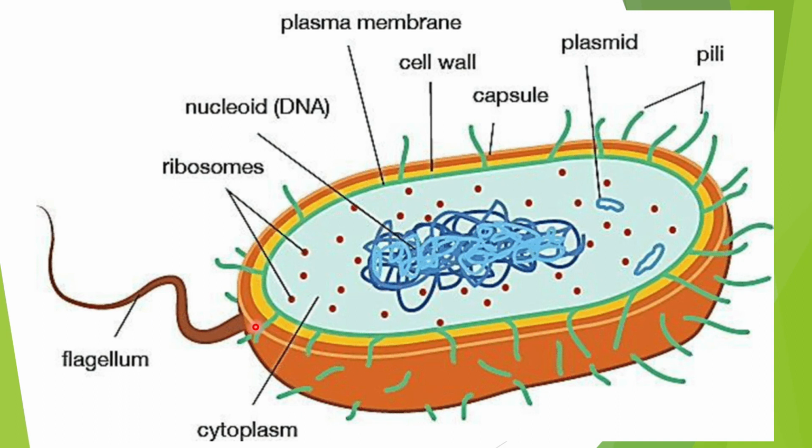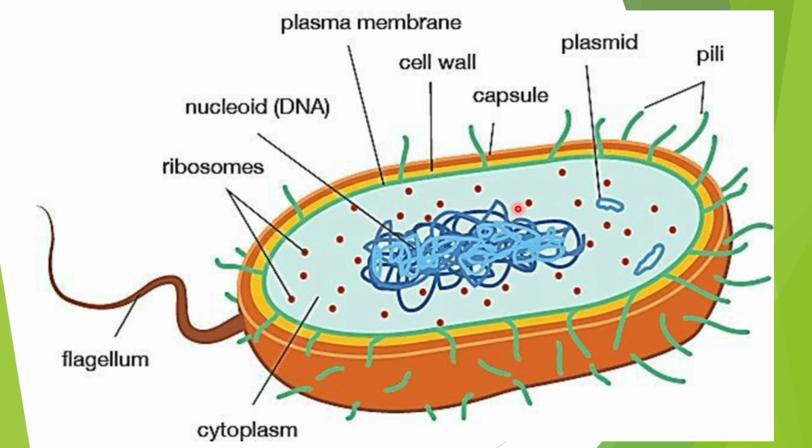Coming to the flagellum or flagella, they are cytoplasmic appendages protruding through the cell wall. These are thread-like structures composed of a protein called flagellin. It is the organ of motility. Which is the organ of motility in bacteria? It is the flagellum or flagella.